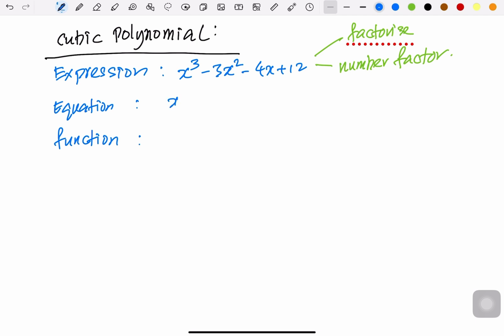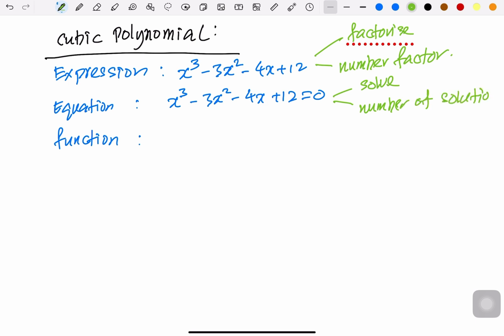So equations. An equation will look very similar to an expression. The only thing is it is equal to zero. So it's an equation. An equation will have solutions. Normally they ask you to solve the equation, or find the number of solutions, or roots, or number of real roots.